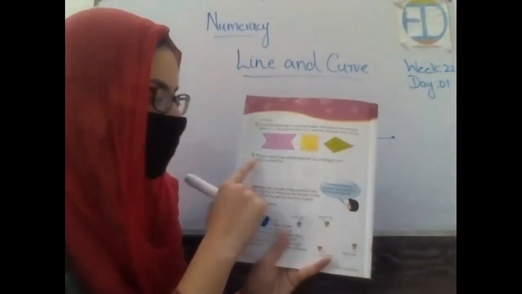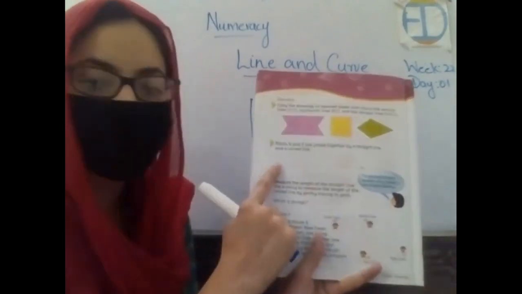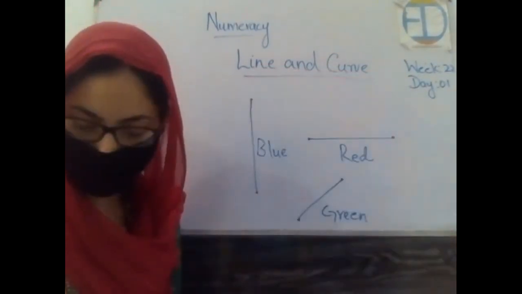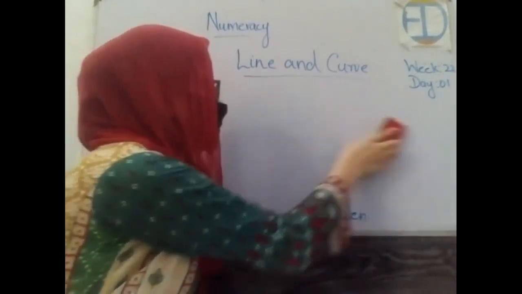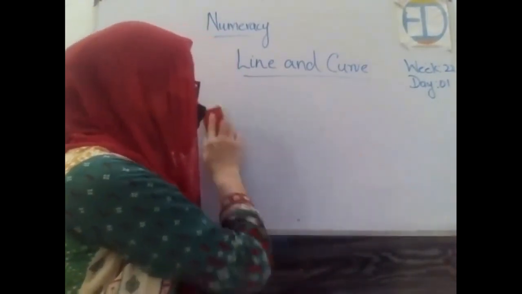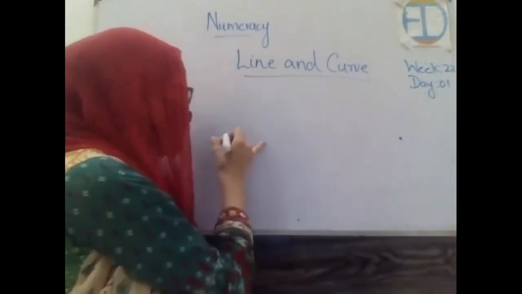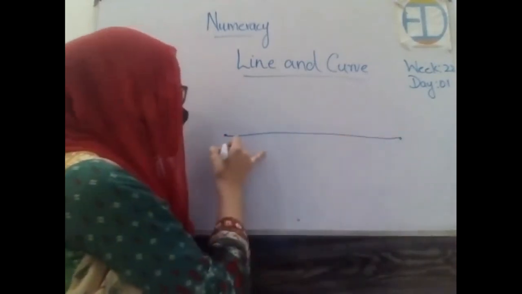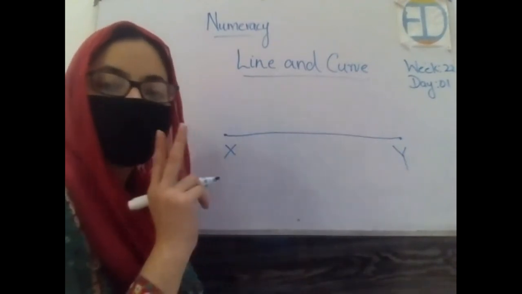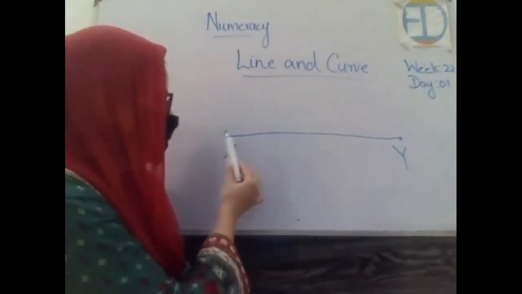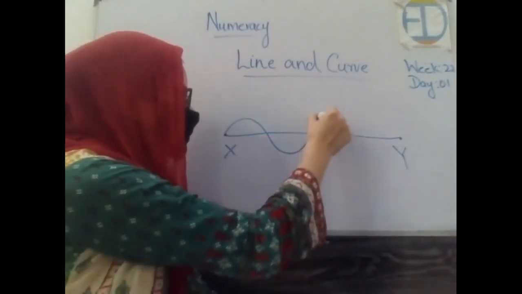Now, the second is: points X and Y are joined together by a straight line and a curved line. Now, there are 2 points. This is point X, this is point Y. Okay, let me draw it for you on the board. Look at the board carefully. There are 2 points. This is X, this is Y. Now, there are two methods to join these points. One through this straight line, and the other through the curved line.